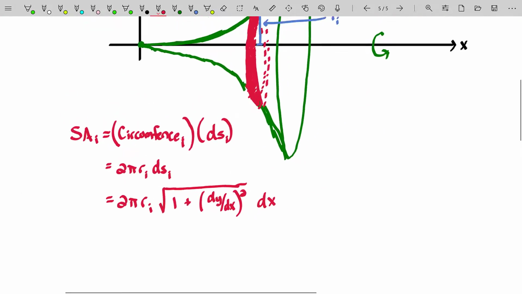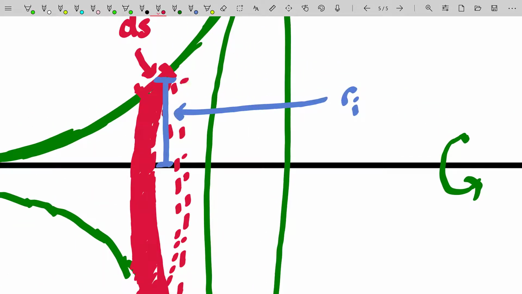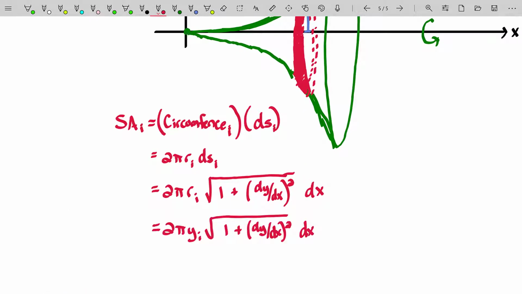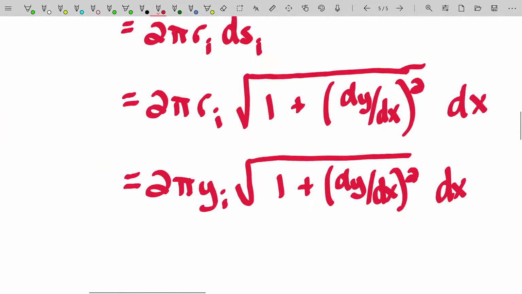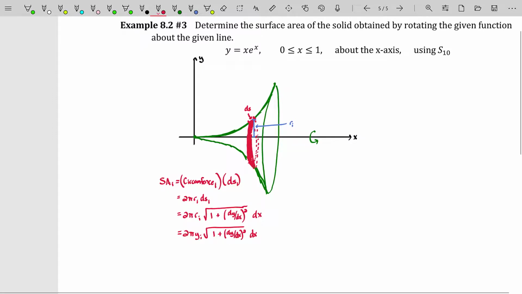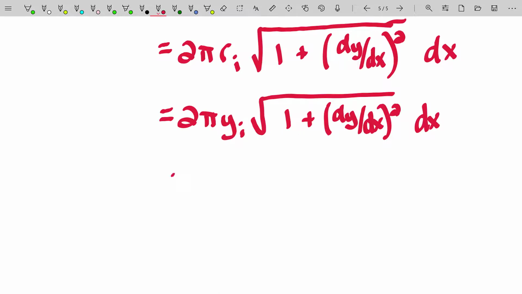The radius of rotation though, well, you can see that distance is a y value. This blue distance right here, well, now that I've done that, it's red, but whatever. That distance is a y value. So let me write that in. And if we're integrating eventually with respect to x, you want to trade that y sub i out for something in terms of x. Luckily, they gave us that y is equal to x times e to the x. So let's go ahead and trade that out right now.